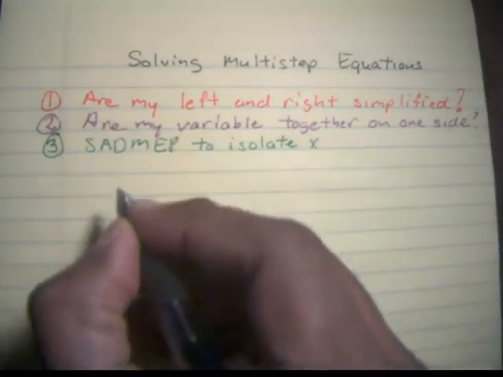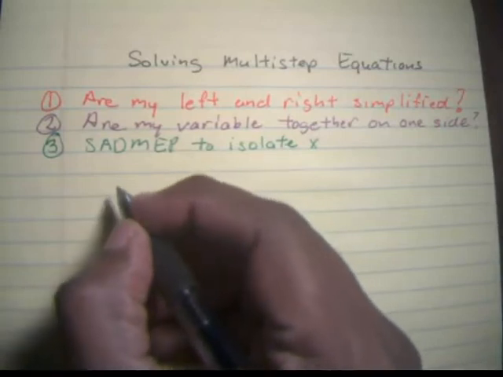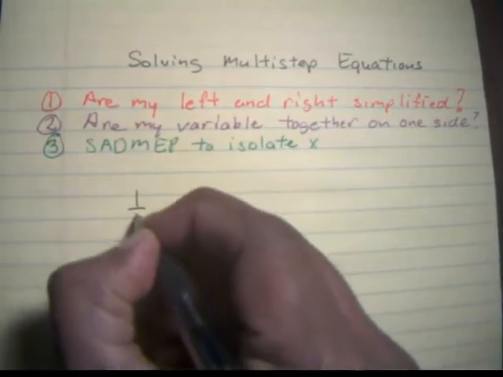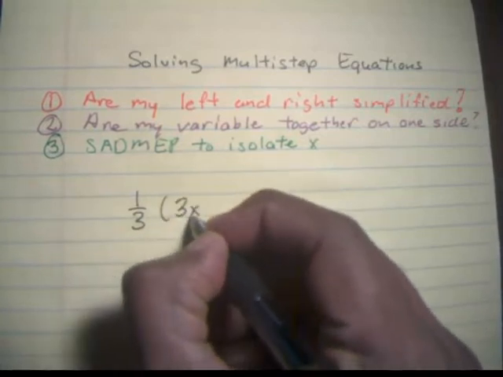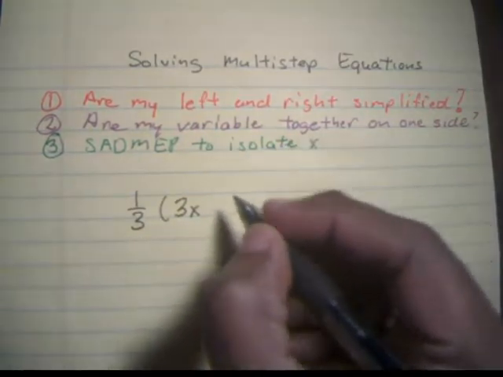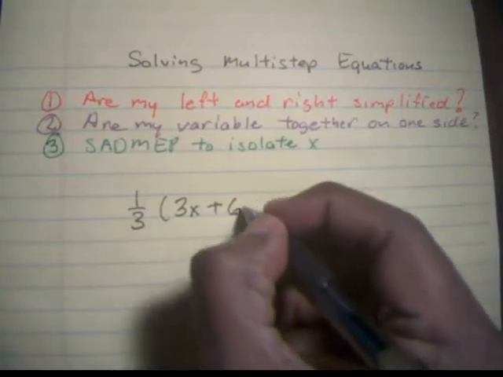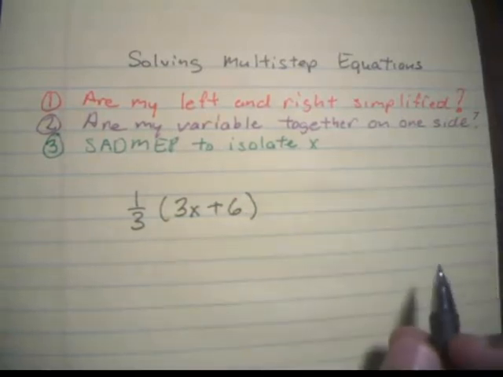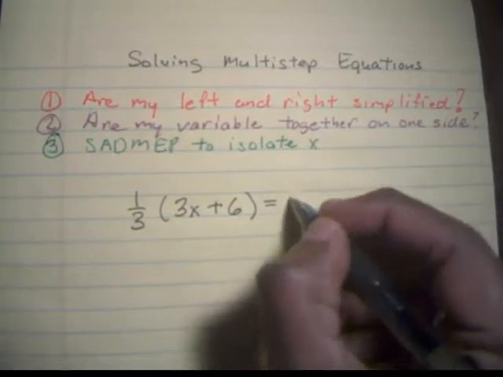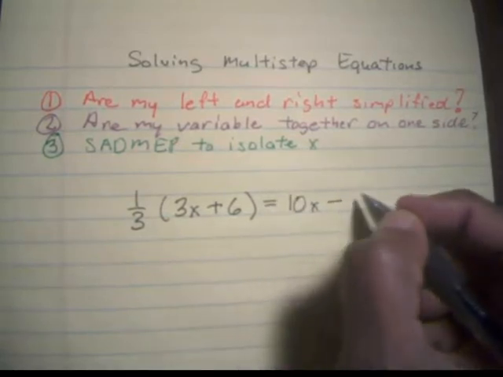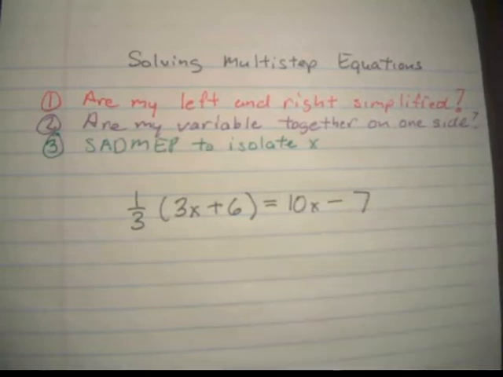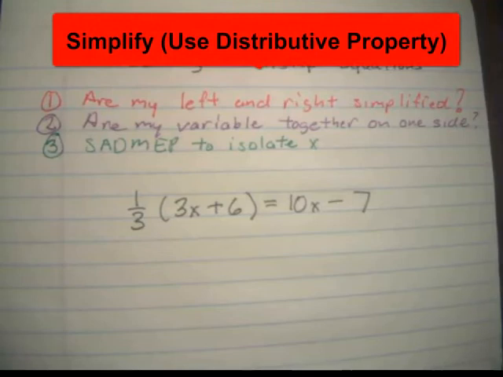Here's an example that comes to mind. I call this example number one. Let's throw a fraction there: 1/3 times (3x plus 6) equals 10x minus 7.